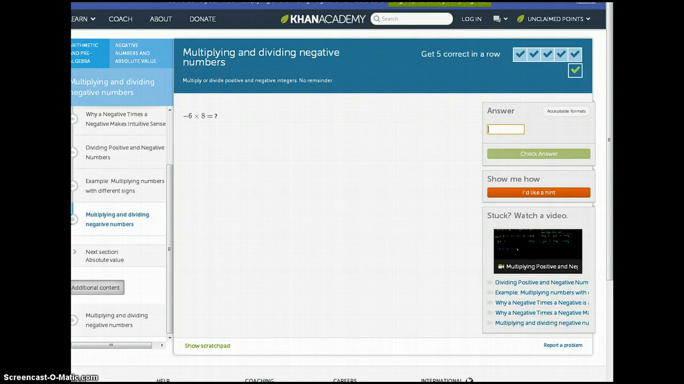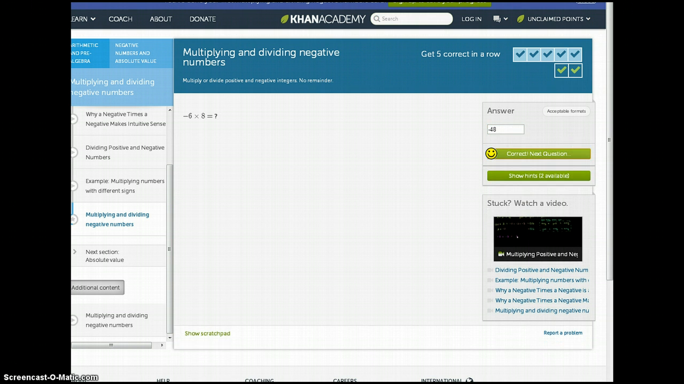If you go to Khan Academy and you go to multiplying and dividing negative numbers, you'll see some examples. Negative 6 times positive 8. There's only 1 negative. So I type in negative and I've memorized that to be 48, or I use my multiplication table, and it's correct.